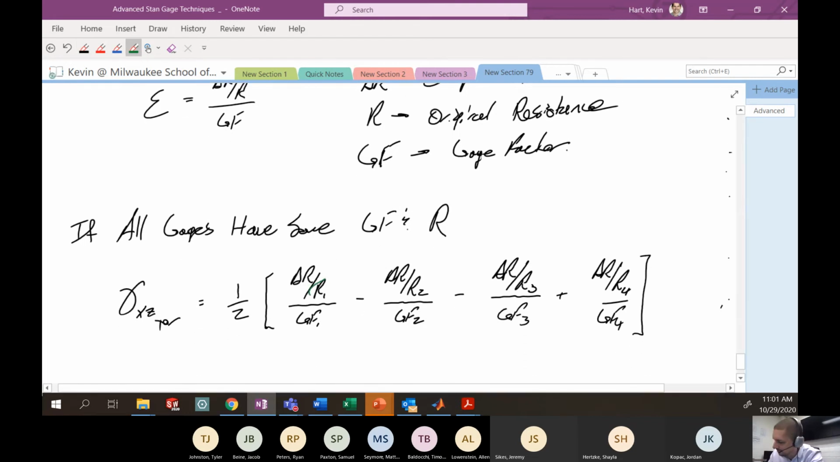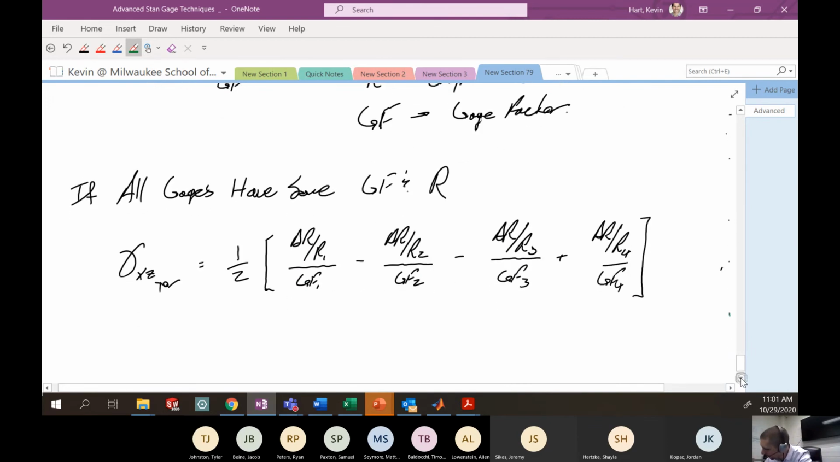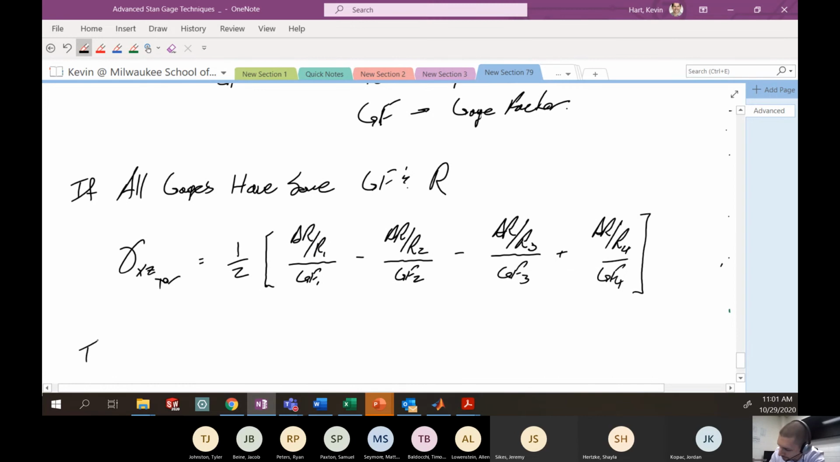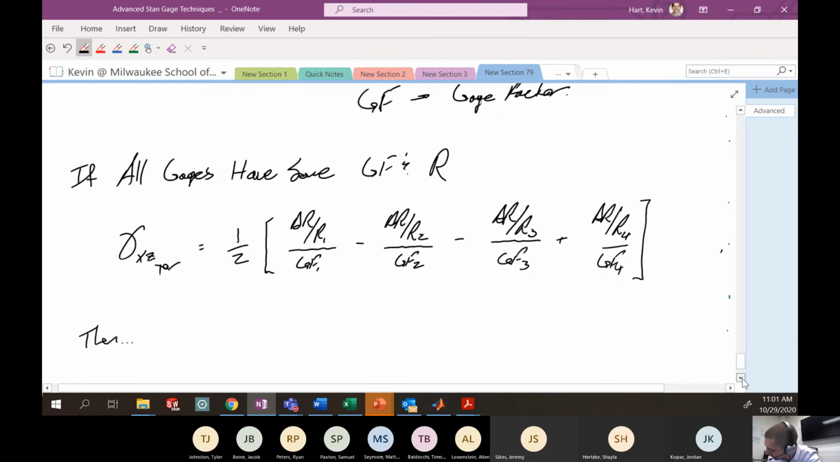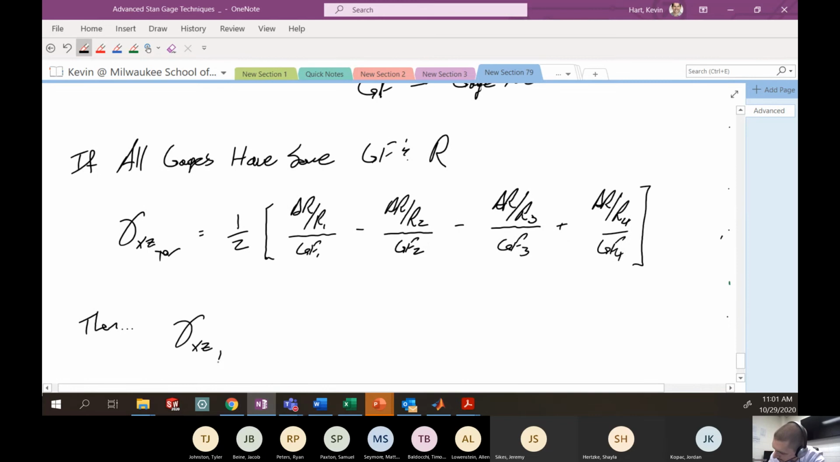If all of these initial resistances and all of these gauge factors are the same, we can just pull them out and let them equal R and GF respectively. And you're left with the following equation: 2GF times the initial resistance of your gauge, multiplied by these changes in resistance of each one of the gauges.